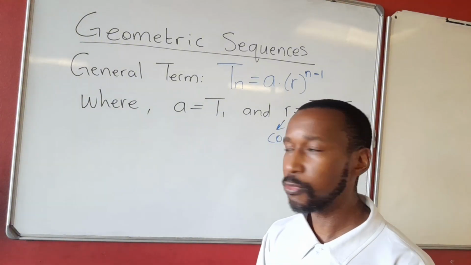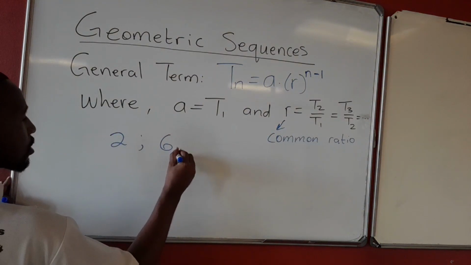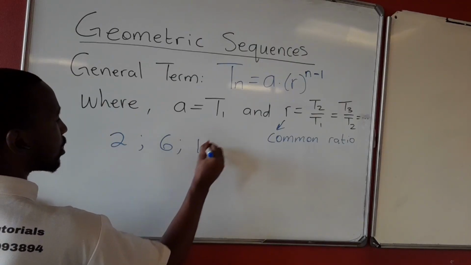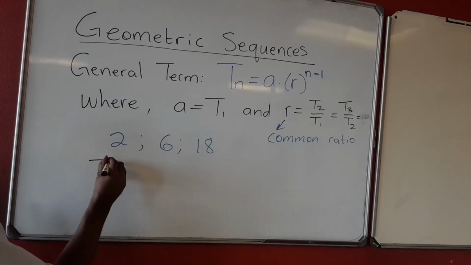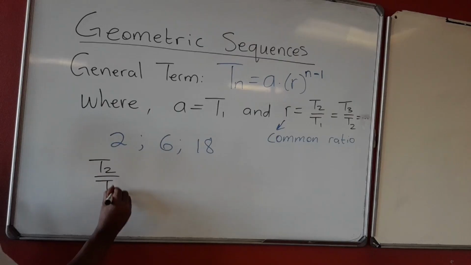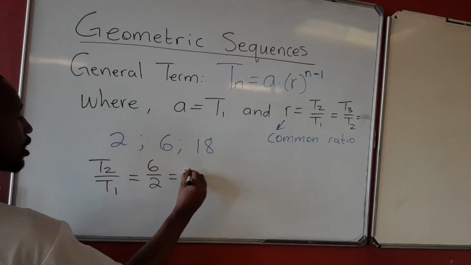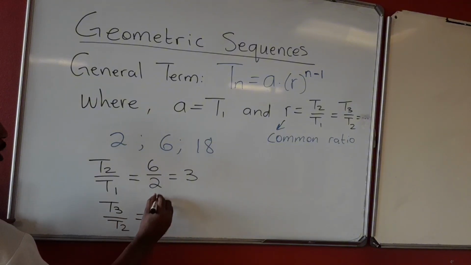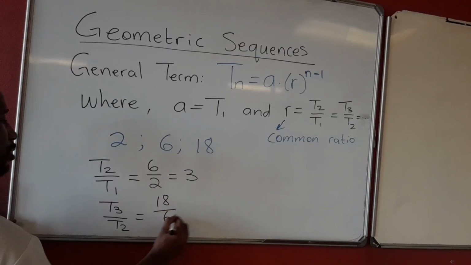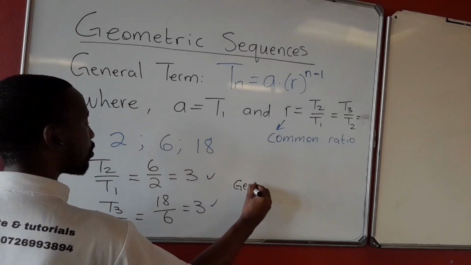Let's give an example. For example, we can have 2, 6, then we will have 18. So now when we look at the numbers here, T2 divided by T1 is 6 divided by 2, which is exactly 3. Then when we look at T3 divided by T2, we get 18 divided by 6, which also gives us 3. So these two together mean that it's geometric.